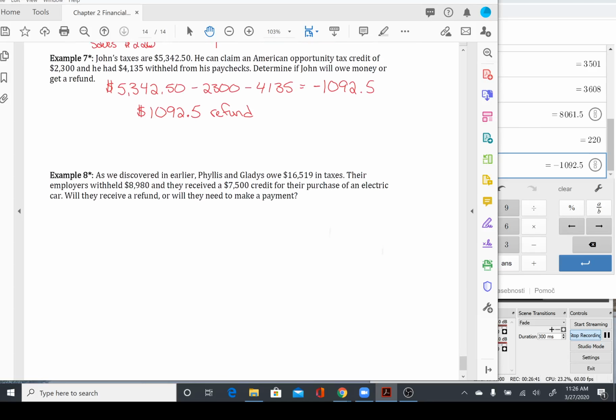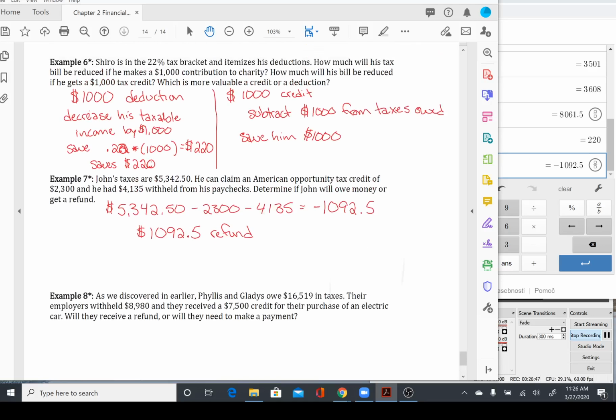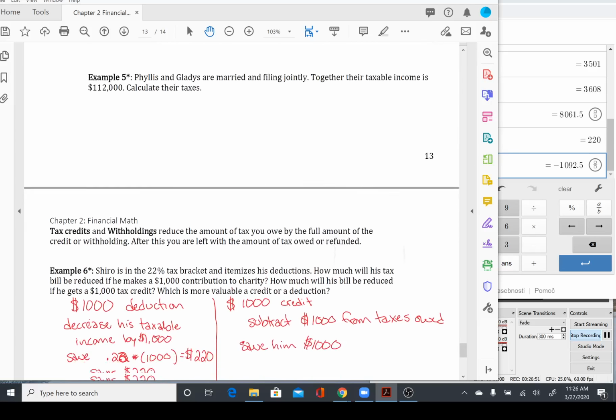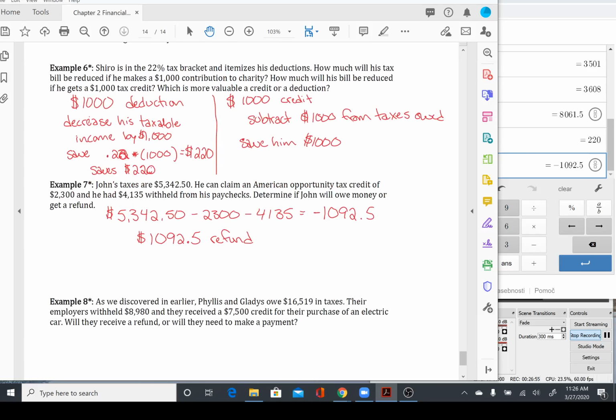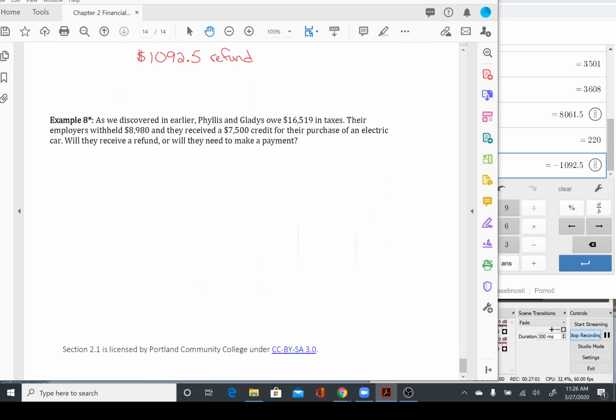I want you to do example 8. Work with the math that you had done from example 5 for Phyllis and Gladys, and determine if they will need to pay taxes or will be receiving a refund. And if so, by how much?